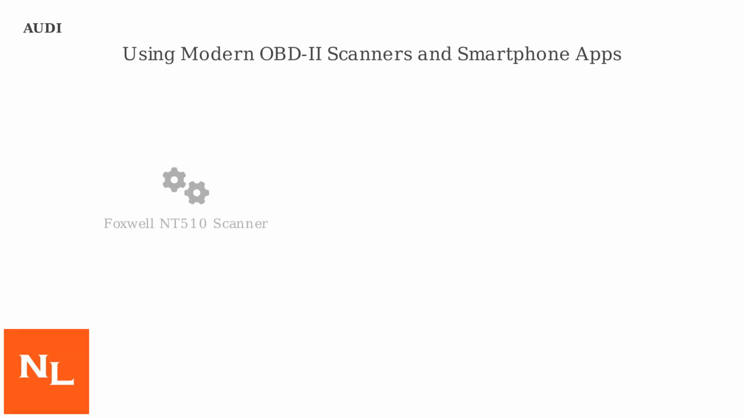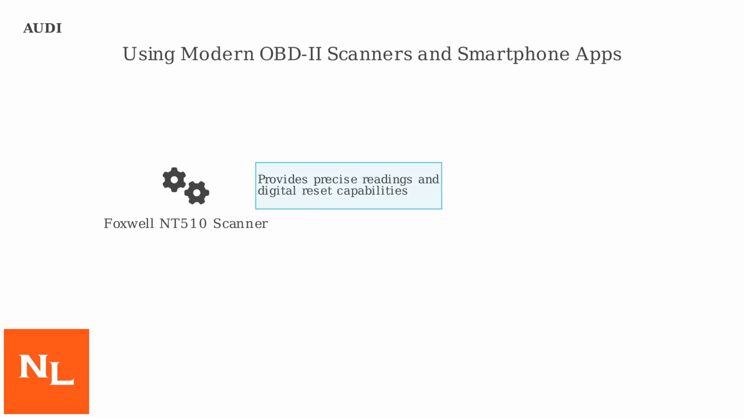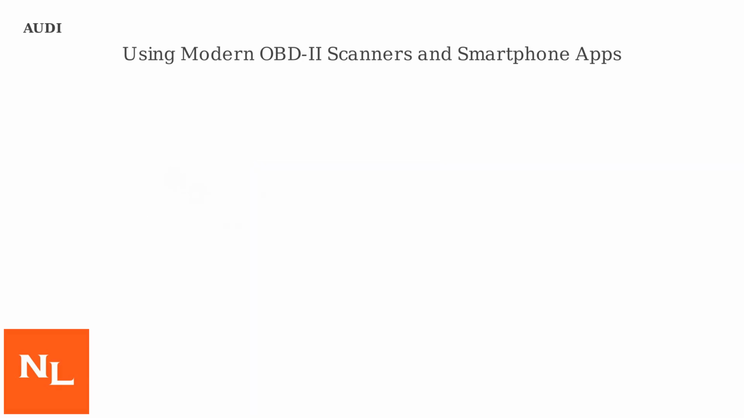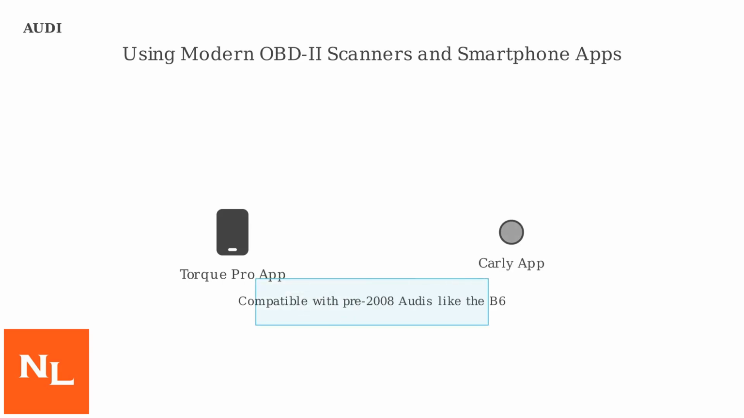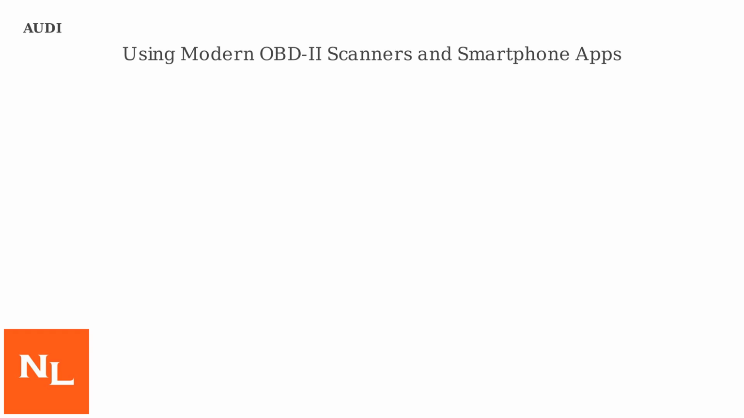Modern OBD2 scanners like the Foxwell NT510 and smartphone apps such as Torque Pro or Carly can directly interface with your B6's ECU for more precise fuel consumption data. Smartphone apps offer convenient access through your phone, with costs typically ranging from $50 to $200. To use these tools, connect the scanner or app to your vehicle's OBD2 port. Navigate to the trip computer data in the Tools interface. Use the app's reset function to clear the average fuel consumption. This is especially helpful if your analog display is degrading.